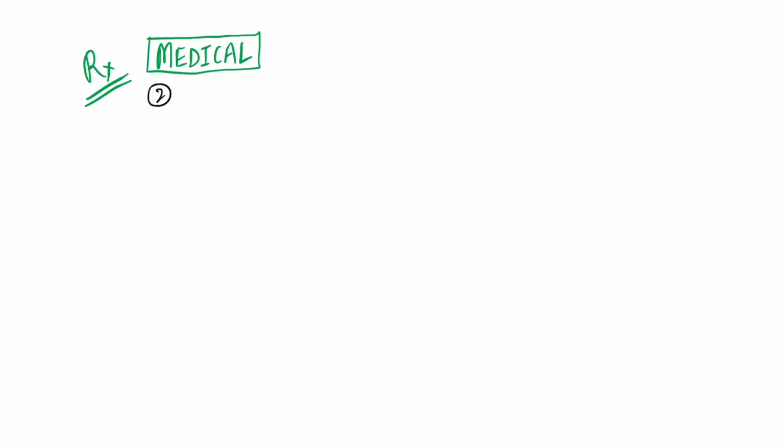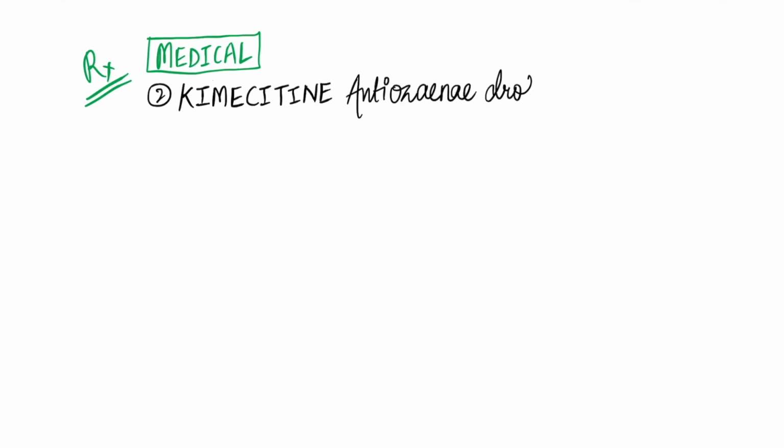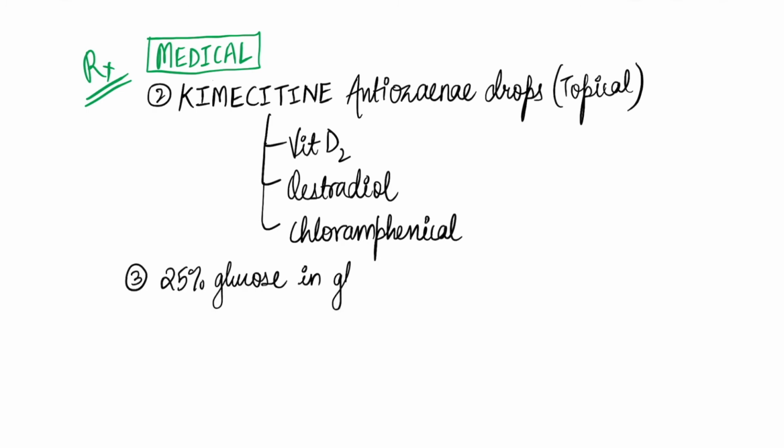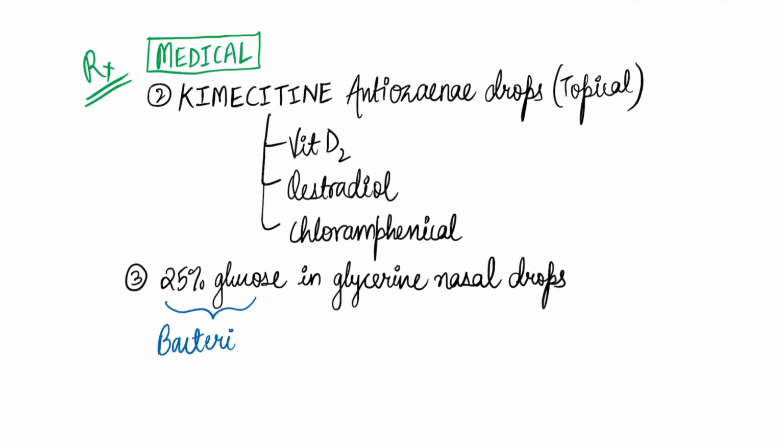The other thing which we can do is the topical nasal drops, which are known as Kemicetine antiozaena drops, and this consists of vitamin D2, estradiol and chloramphenicol. The other thing which we can do is 25% glucose in glycerin nasal drops. Here 25% glucose is bactericidal and glycerin acts as a hygroscopic agent.